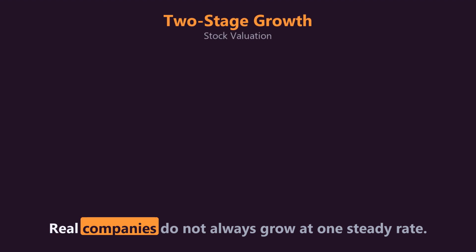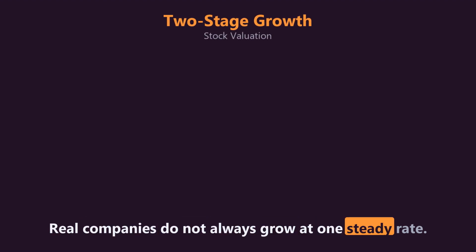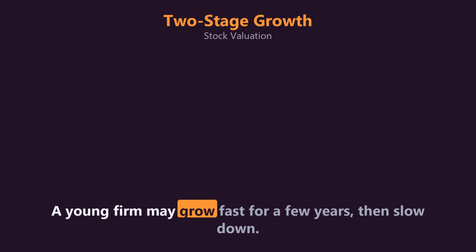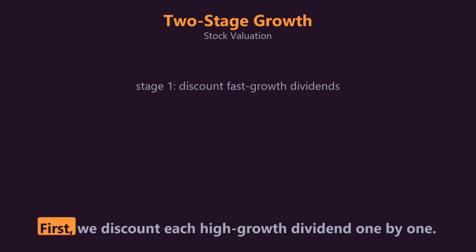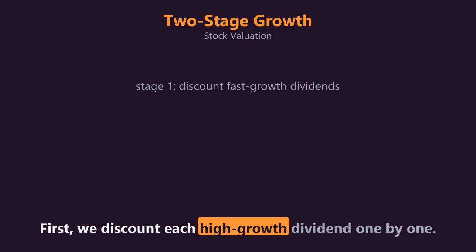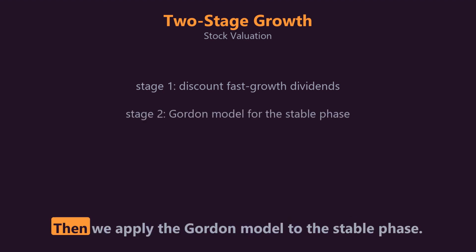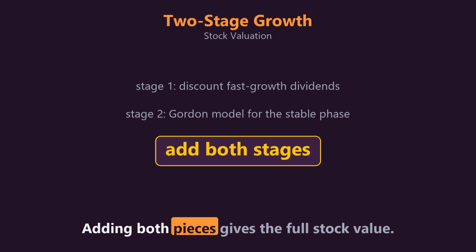Real companies do not always grow at one steady rate. A young firm may grow fast for a few years, then slow down. We handle this in 2 stages. First, we discount each high-growth dividend one by one. Then we apply the Gordon model to the stable phase. Adding both pieces gives the full stock value.